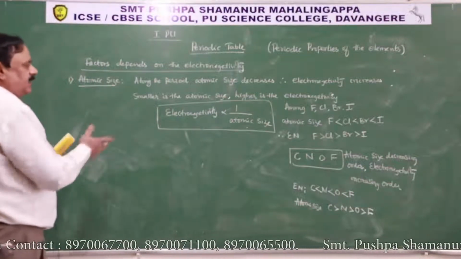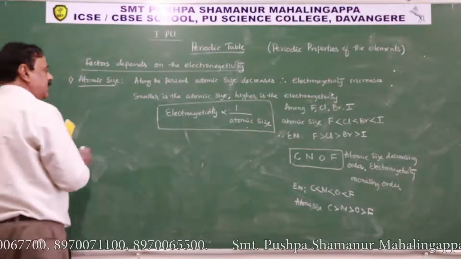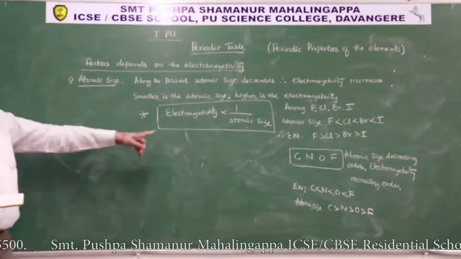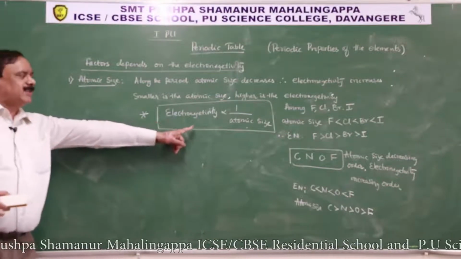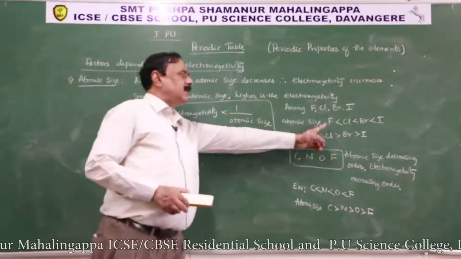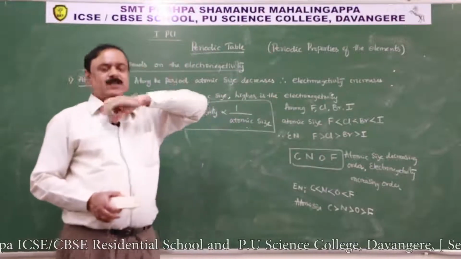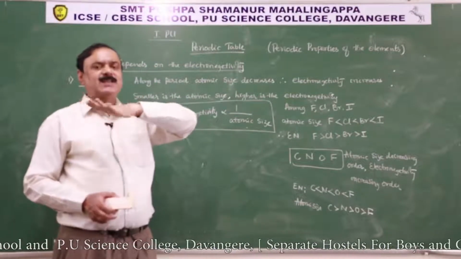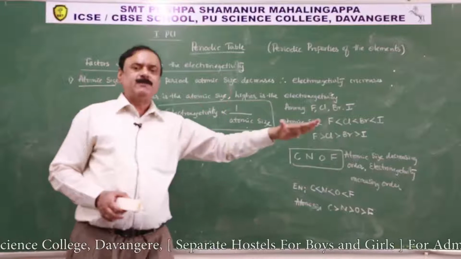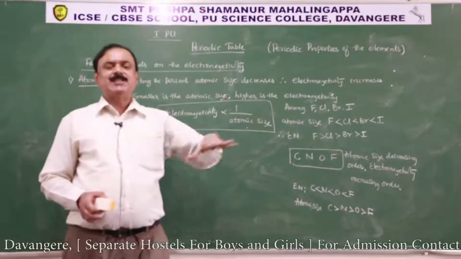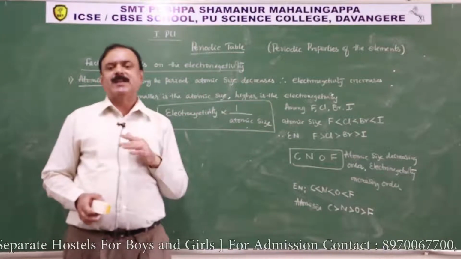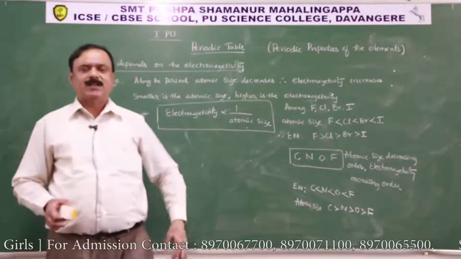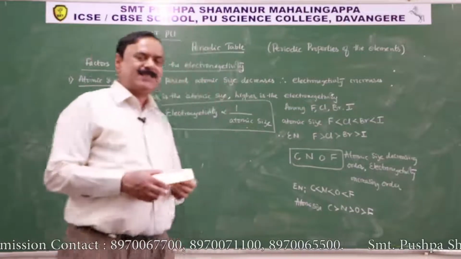The first one is atomic size. This is very important from the entrance exam point of view. These are called the hints. In the entrance exam, they will give this type of terms. You should know the atomic size; when you know it, then only can you predict the electronegativity. They will ask which one is more electronegative, which is less electronegative, or arrange the following in increasing or decreasing order of electronegativity. Is it clear? Fine.